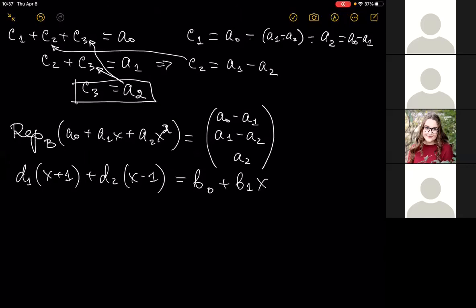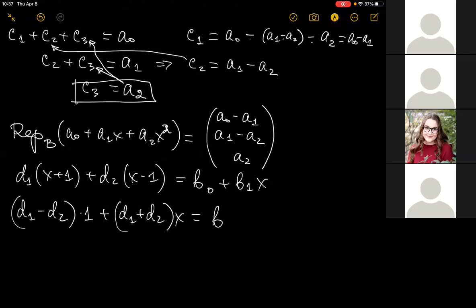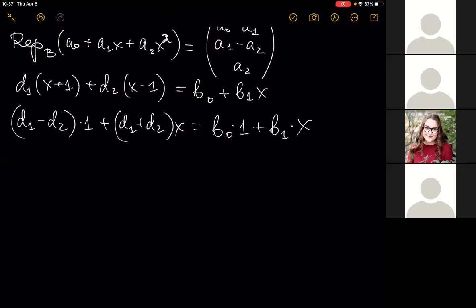So again, collect together all the terms. We are getting D1 minus D2 multiplied by 1 plus D1 plus D2 multiplied by x equals B0 multiplied by 1 plus B1 multiplied by x. So we need to equate coefficients: polynomials are equal to each other when corresponding coefficients are equal.